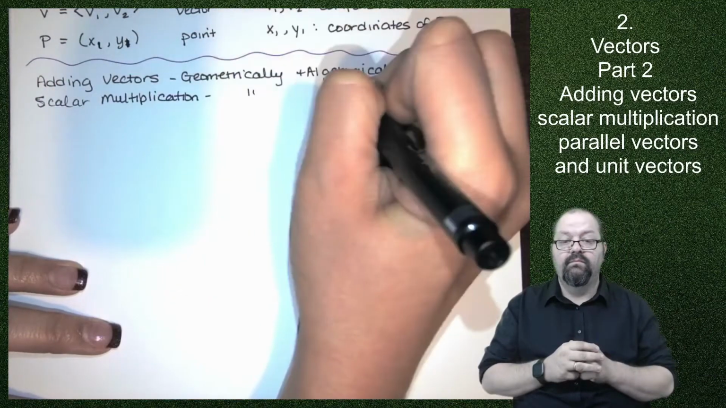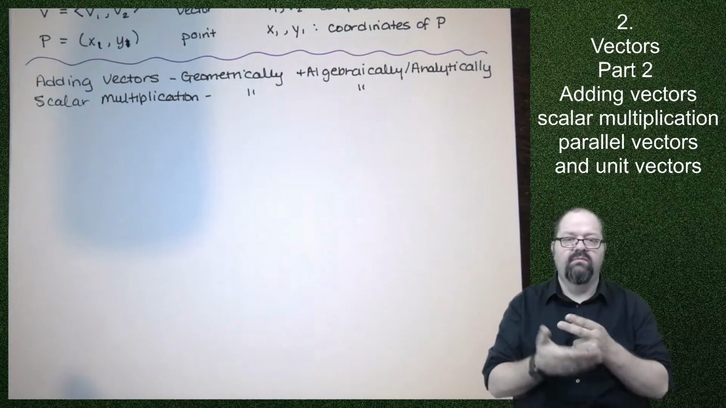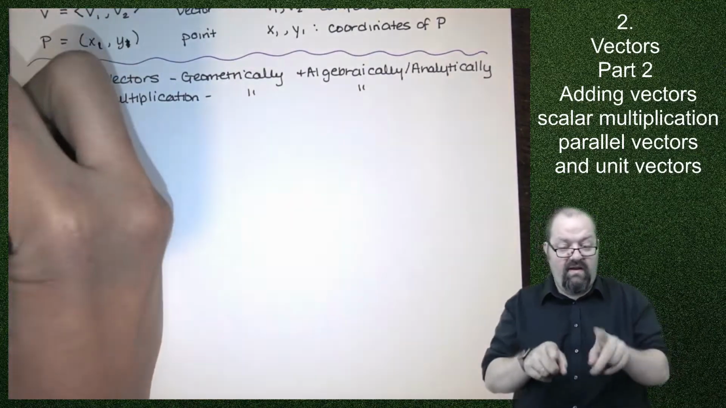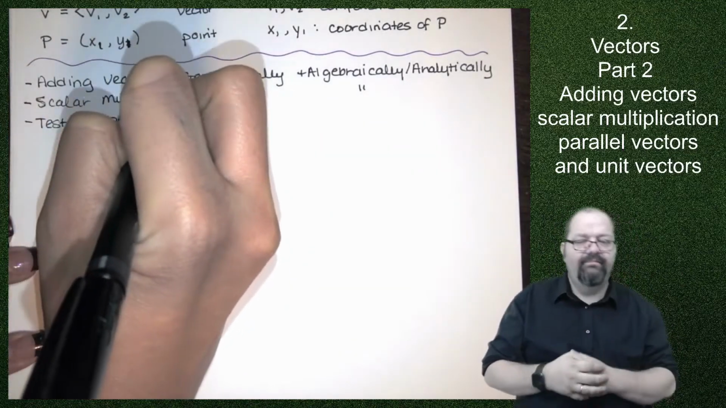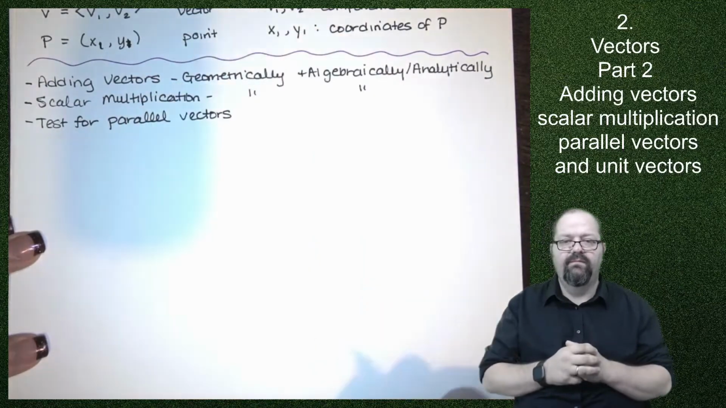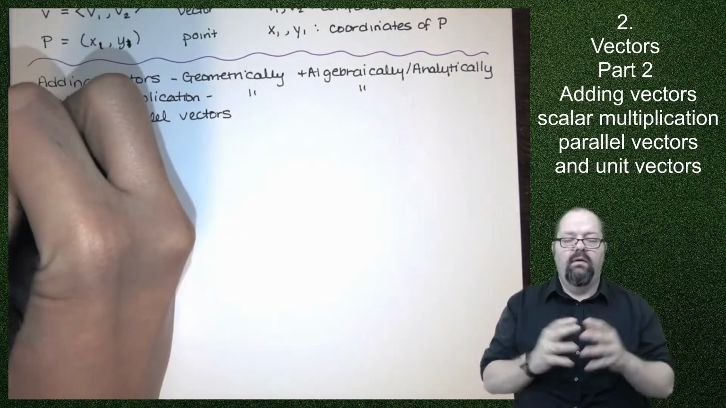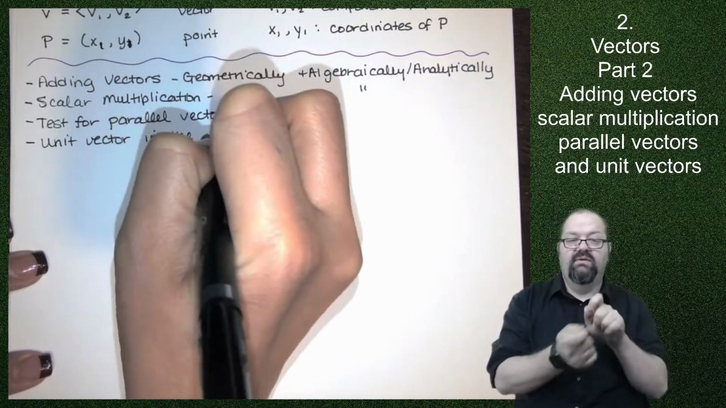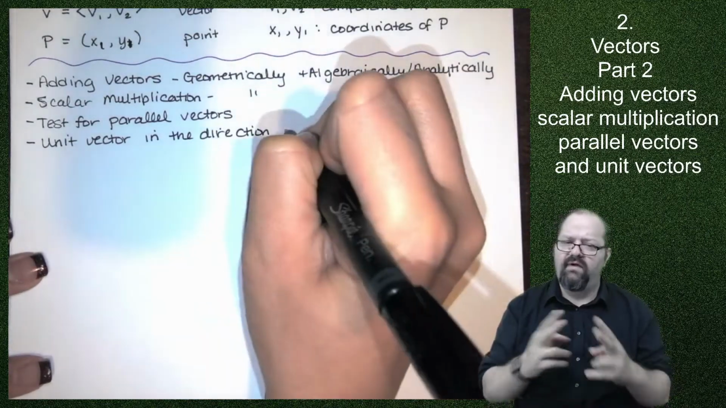I'm going to talk about those both geometrically and algebraically or analytically as well. Also come up with a test for parallel vectors. We want to determine if two vectors are parallel. We'll be able to do this. And we want to find a unit vector in the direction of a given vector. It's very important in applications.